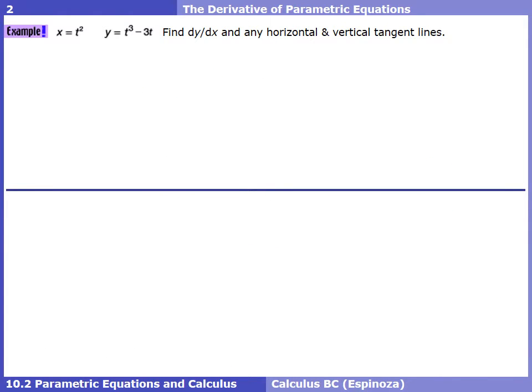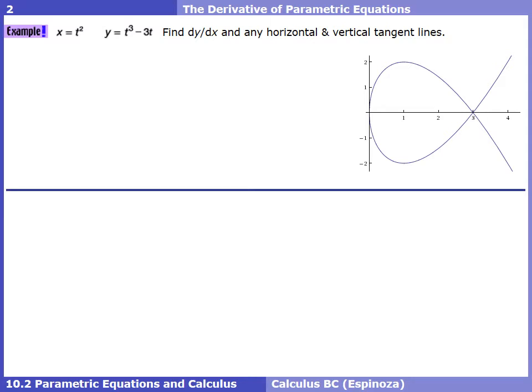Okay, so let's just apply this concept of finding a derivative of a parametric equation to these next couple examples. In this problem, we want to find dy/dx and any horizontal or vertical tangent lines. So we have our set of parametric equations here. I'm going to go ahead and just graph this for us so we can, in a sense, cheat and see what the answers might be here, but also to tie our answers to a visual.